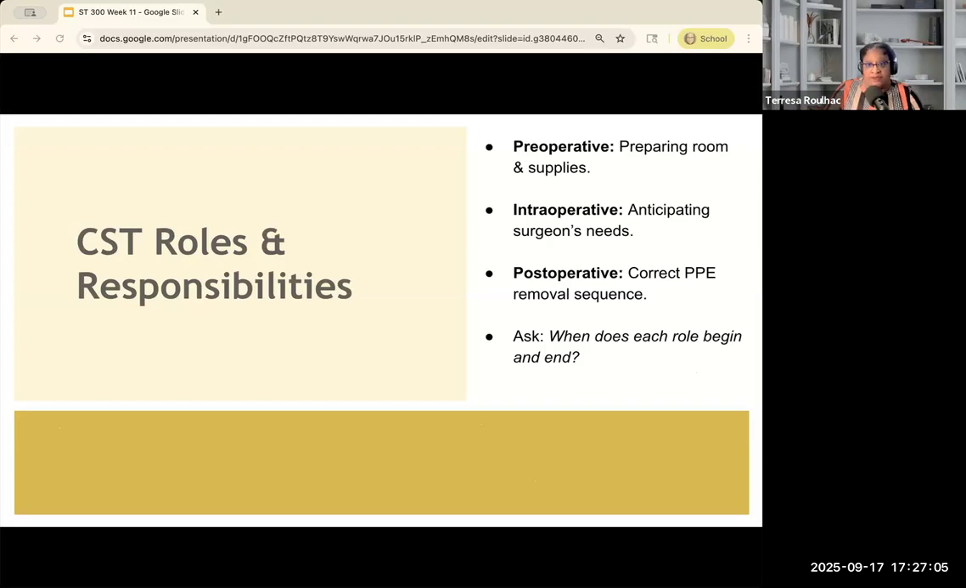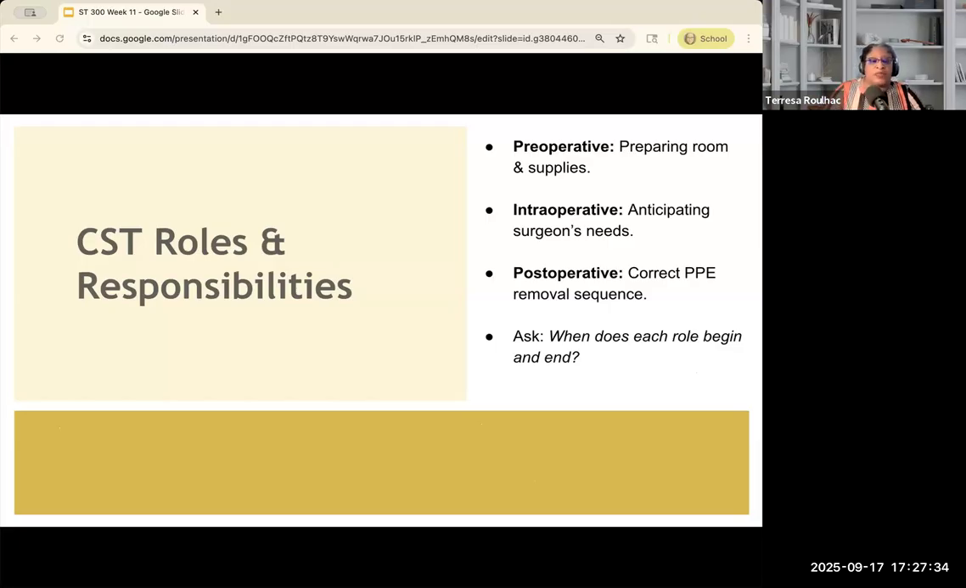CST roles and responsibilities. Think of our role in three phases: before, during, and after surgery. So we have our pre-op, where we're setting the stage: room, supplies, getting things in order, moving furniture, putting our instruments on our trays to prepare to open them. Then we're opening, gowning and gloving, and scrubbing. That's all pre-operative because the case hasn't started yet.